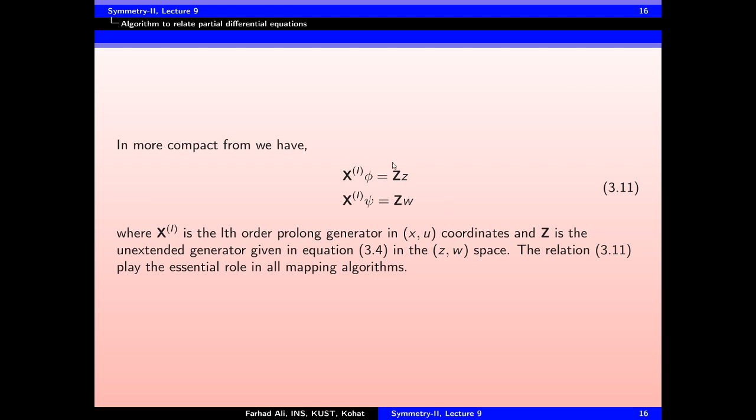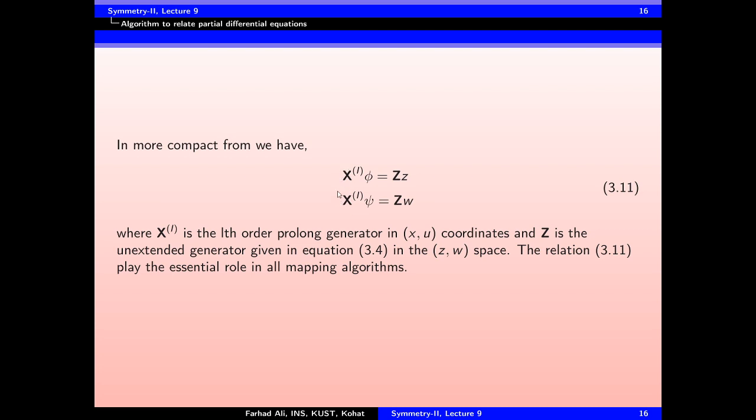So this is the mapping between the given space and the target space. And the whole game is behind the symmetry generator. These are the symmetry generators in the given space, and Z is the symmetry generator in the target space.